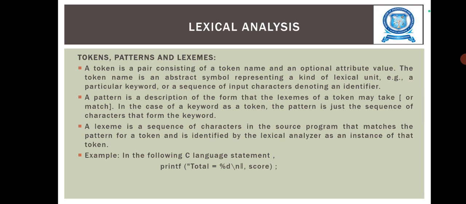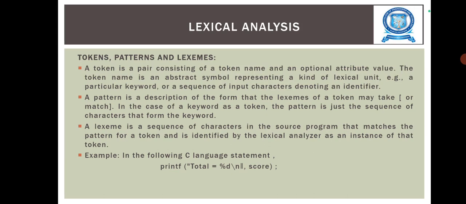A token is a pair consisting of a token name and an optional attribute value. The token name is an abstract symbol representing a kind of lexical unit, for example, a particular keyword or a sequence of input characters denoting an identifier. The token names are the input symbols that the parser processes. In what follows, we shall generally write the name of a token in boldface. Next one is a pattern.